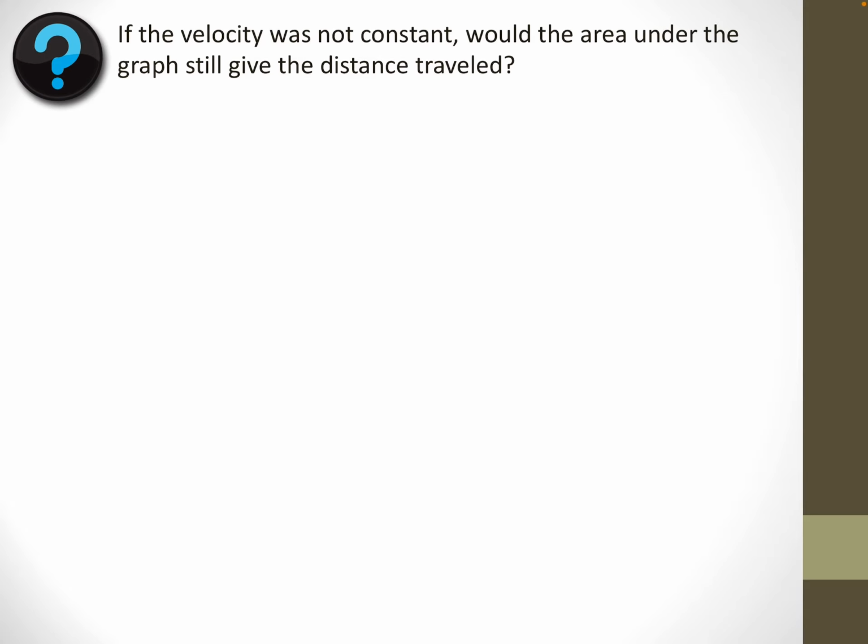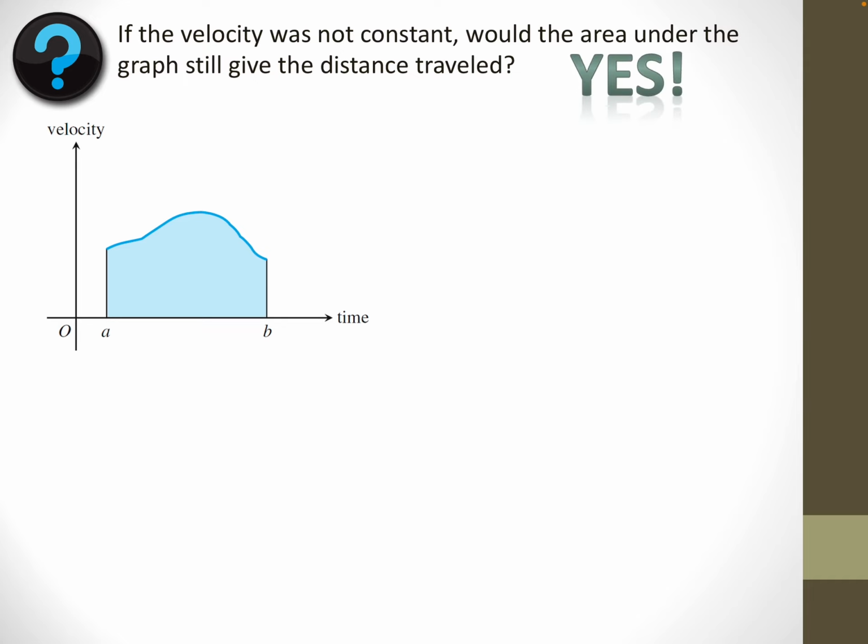Now, if the velocity is not constant, would the area under the graph still give the distance traveled? And the answer is a gigantic yes. Now, there's problems looming. When you look at that, you're like, well, how am I going to find that area? Don't worry about that for now. We'll get to that right shortly.